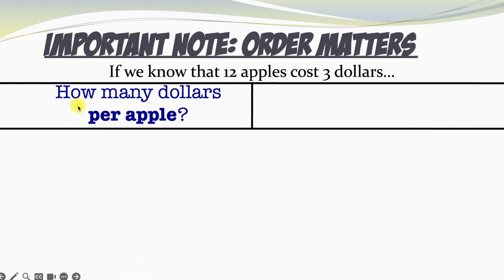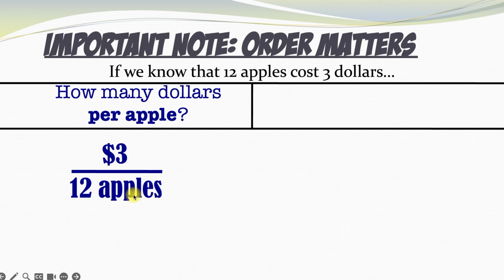So now let's find this unit rate. How many dollars per apple? Because we're talking about how many dollars per apple, we're talking about the dollars first, which means that will be in the top of our rate. So we'll write $3 on top, then our fraction line, and then the number of apples in the bottom of the rate. So it's $3 per 12 apples.